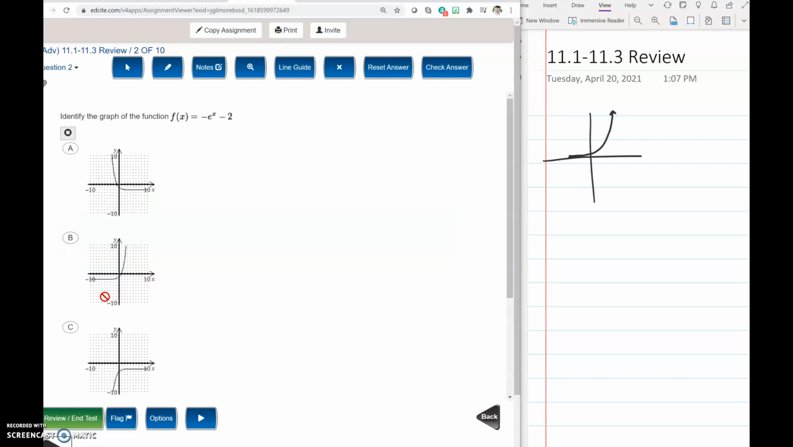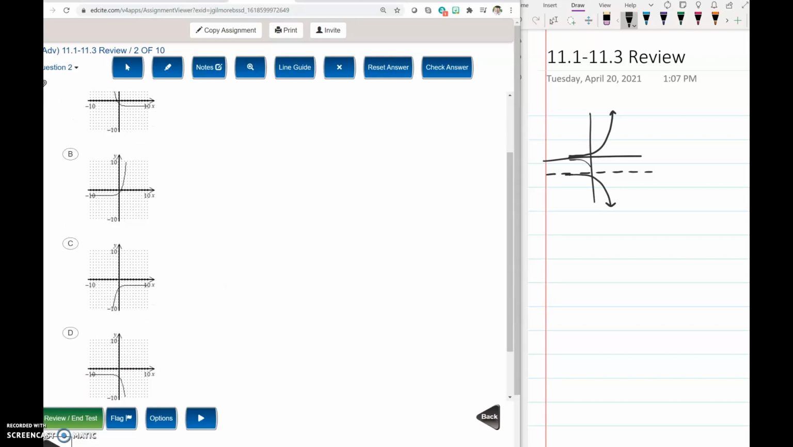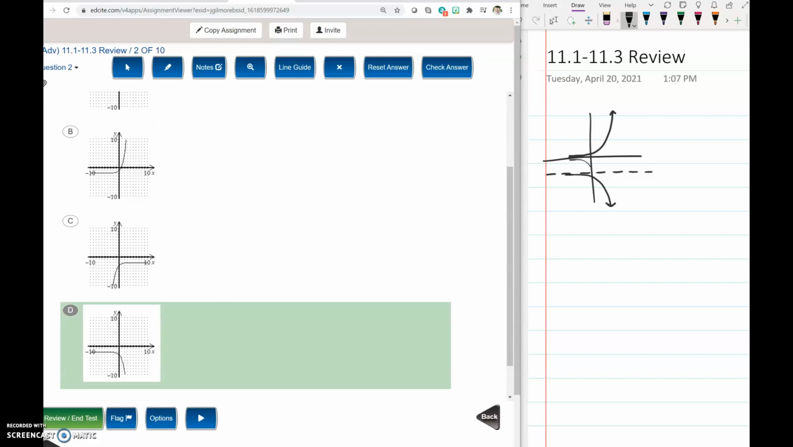Our next question, there's a negative in front and it's a -2. So this thing needs to move down 2. It also needs to have been flipped over the x-axis. So it needs to start here and move down. So it needs to start at the asymptote and then extend down and to the right. So of these graphs, that one matches that description.